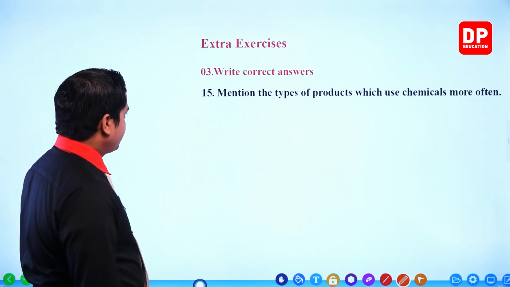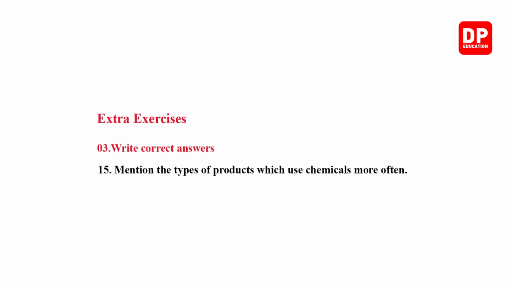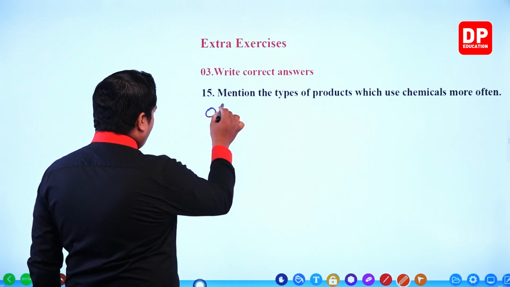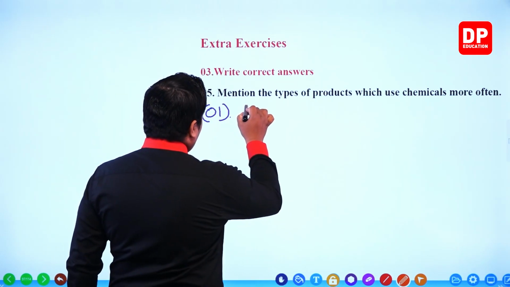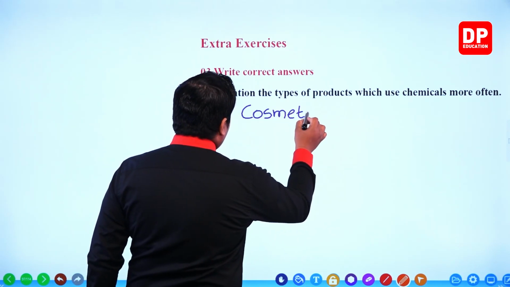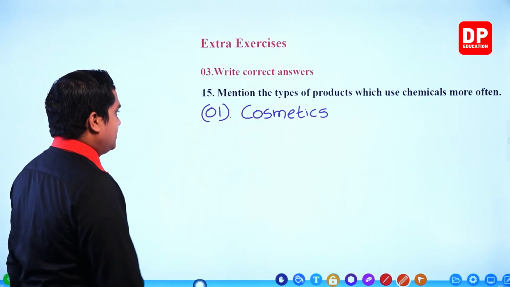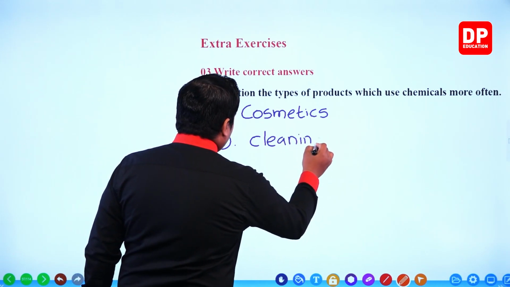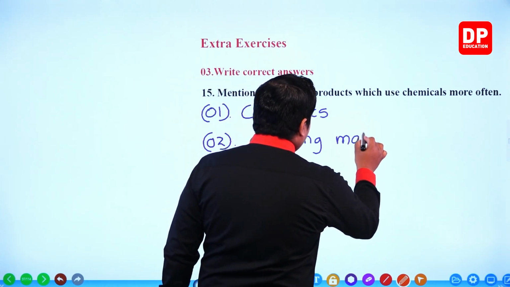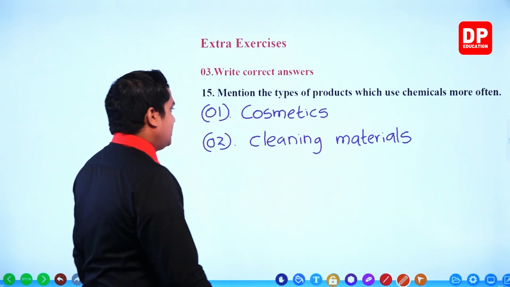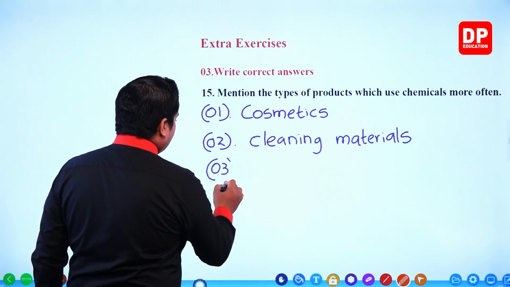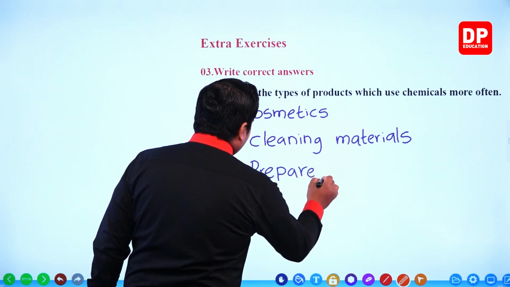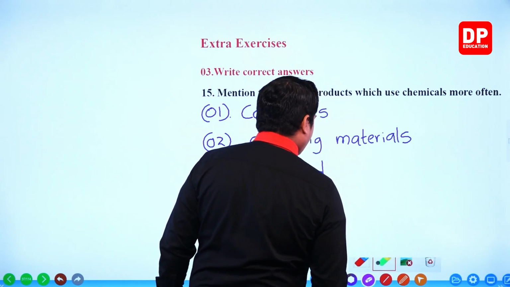Right then, next question. Mention the types of products which use chemicals more often. So we'll write down 3, my dear children. Number 1, cosmetics. Then number 2, cleaning materials. Number 3, prepared food, or else we'll mention as pre-cooked food.